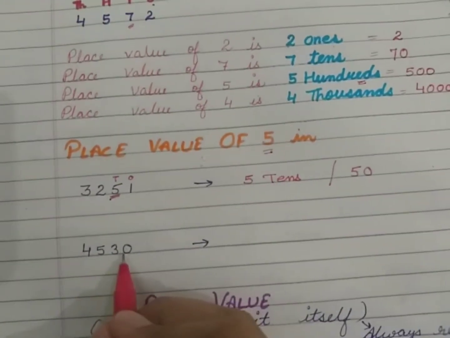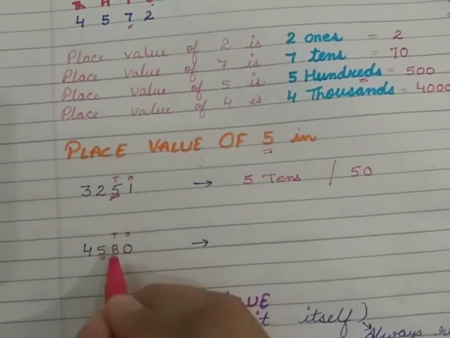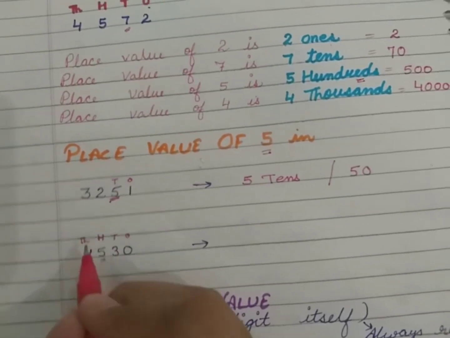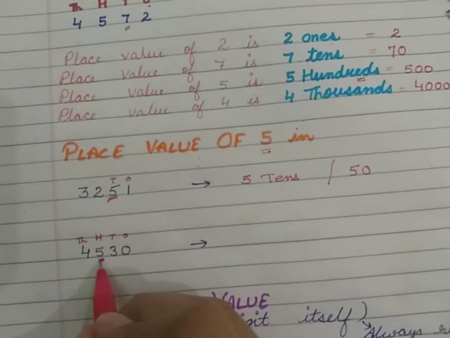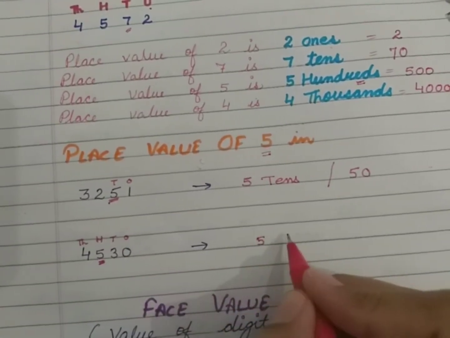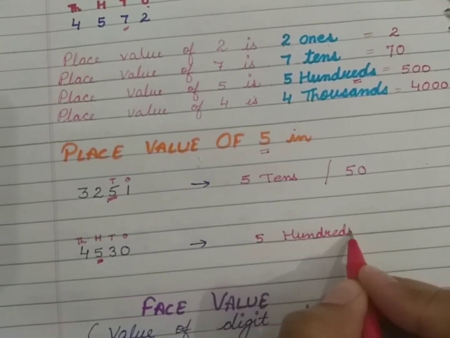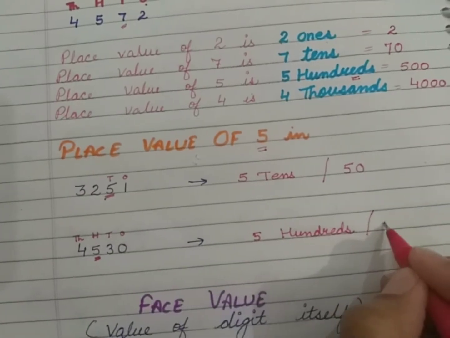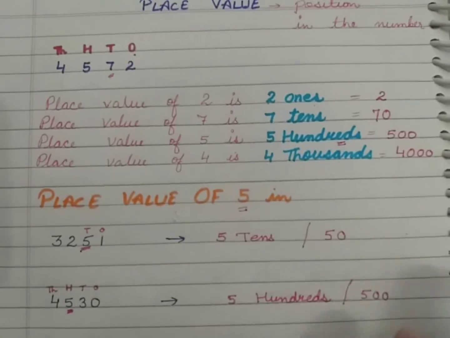Now in this we have to find the place value of 5. We will see where 5 is. Here. Ones, 0, then tens, 3 is there, hundreds place we have 5. So 5 is at hundreds place. So we will write down 5 hundreds. Place value is 5 hundreds, or we can say it is 500.